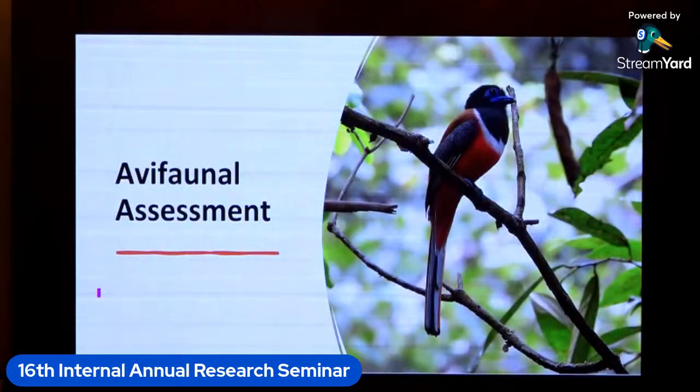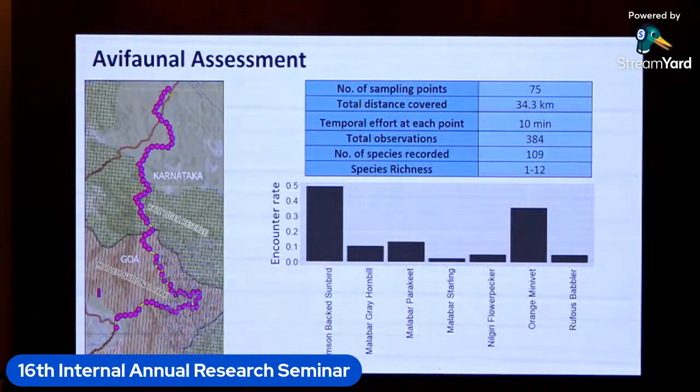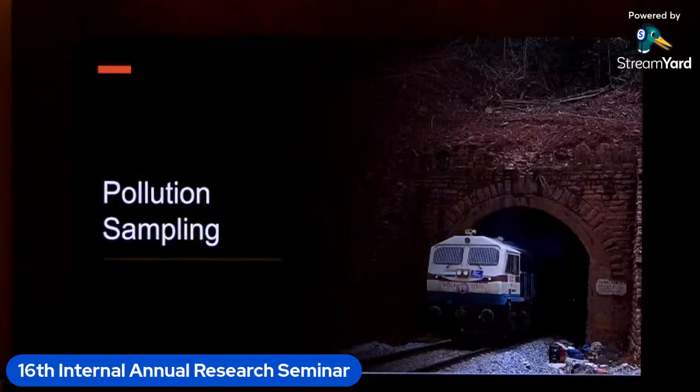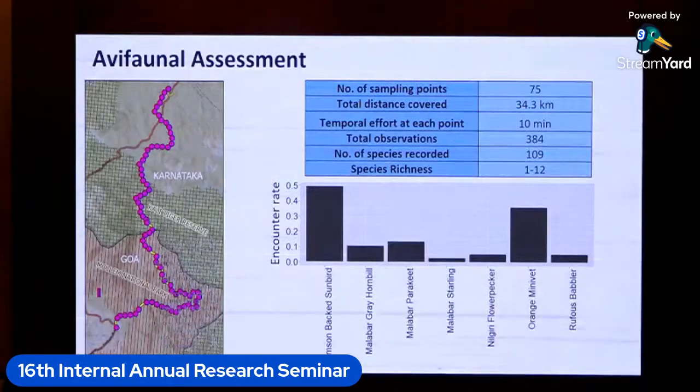For avifaunal surveys, we conducted point count surveys for 10 minutes, a total of 75 points. You can see that the species richness was significant, up to 12 species. And we saw that certain canopy species were quite often encountered close to the track. Interestingly, certain cavity nesting species like hornbills were also present close to the track.